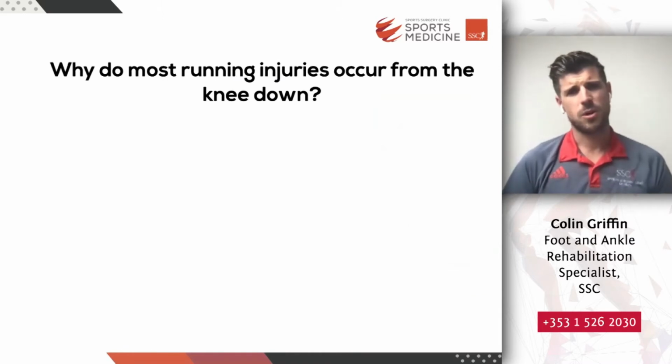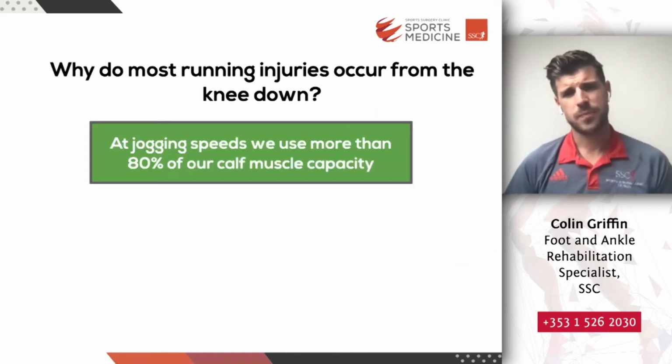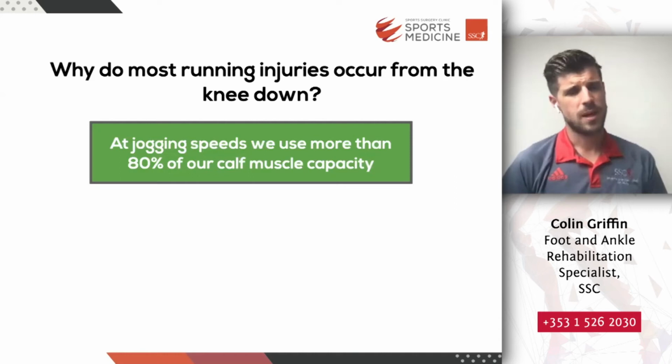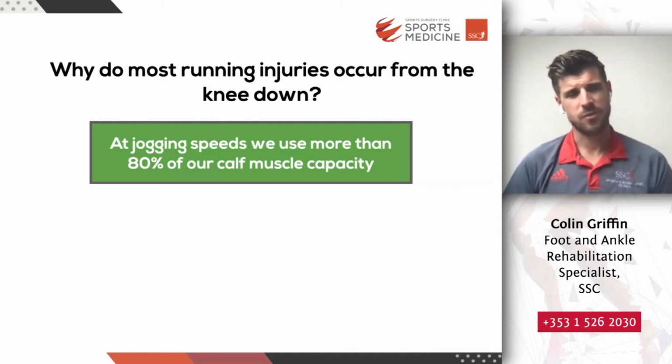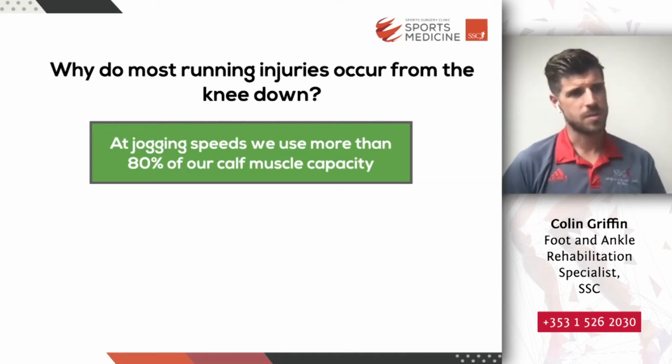So I guess if you ask the question, why do most running injuries occur from the knee down? Well, we know from a lot of studies looking at muscle recruitment and muscle force contribution at different running speeds, that even at jogging speeds, our calf muscles are operating at about 80% of their peak force capacity, whereas the quads might be operating more around 60% of it. But if that capacity is low, it doesn't take much for that muscle to fatigue earlier than it should. And a fatiguing muscle is going to affect how the force is distributed and how it's absorbed. So that's going to cause problems locally.